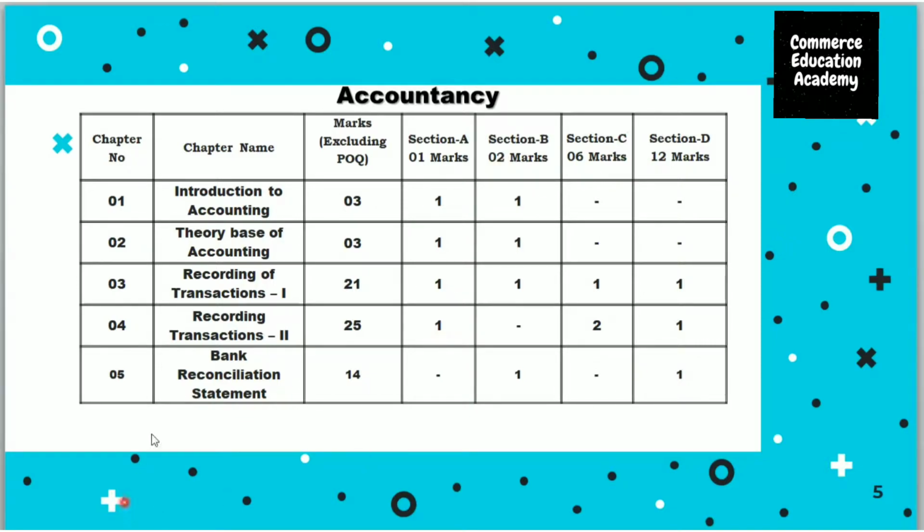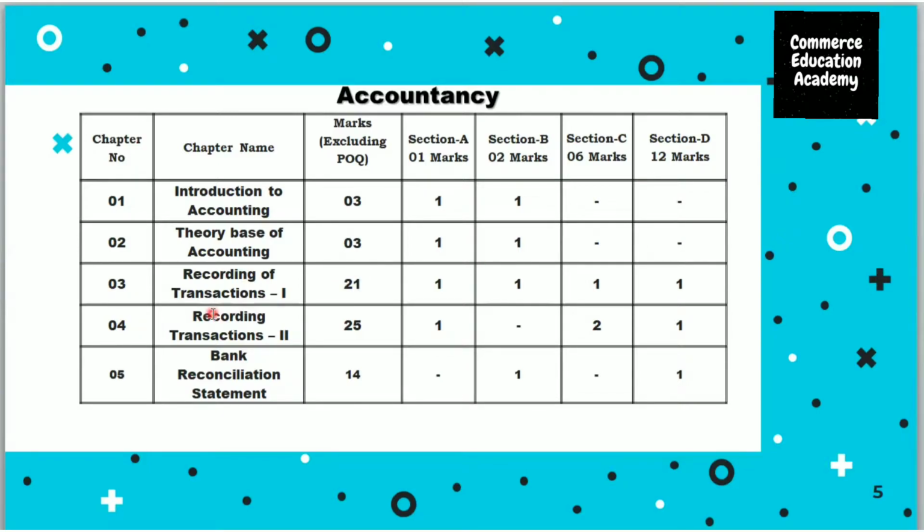Now, let's start with the first module. The weightage of this chapter is 3 marks. From Section A, you'll be getting 1 question. From Section B, you'll be getting 1 question. So totally 2 plus 1, that is 3. 3 is the total weightage of this first module. In the same way, the second chapter also carries 3 marks. From Section A, you'll be getting 1 question, and from Section B, you'll be getting 1 question. There is no question from Section C and Section D in both the first and second chapters.